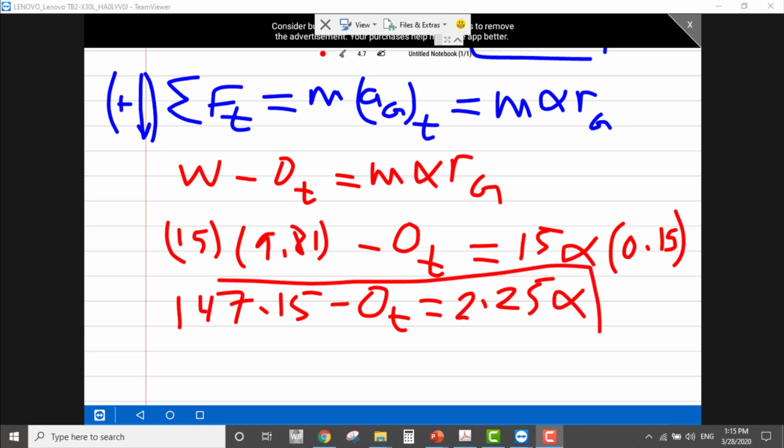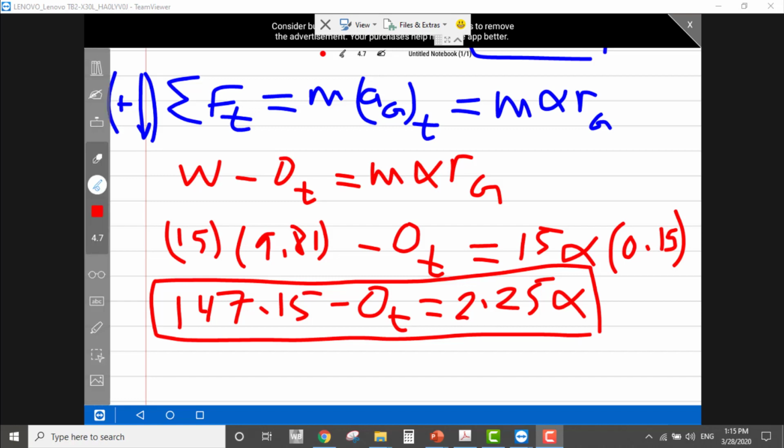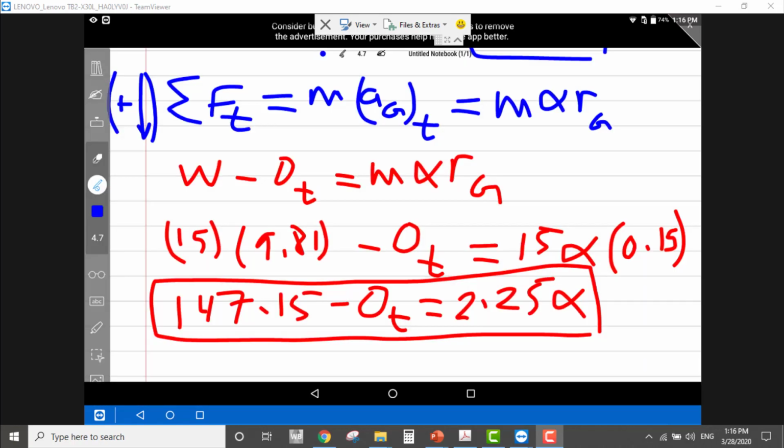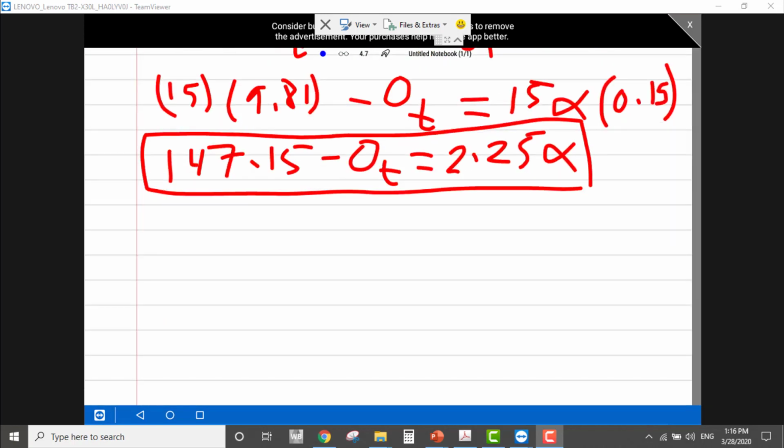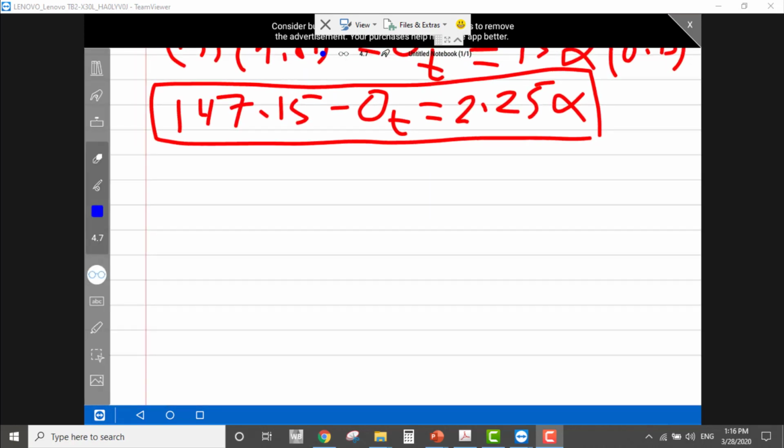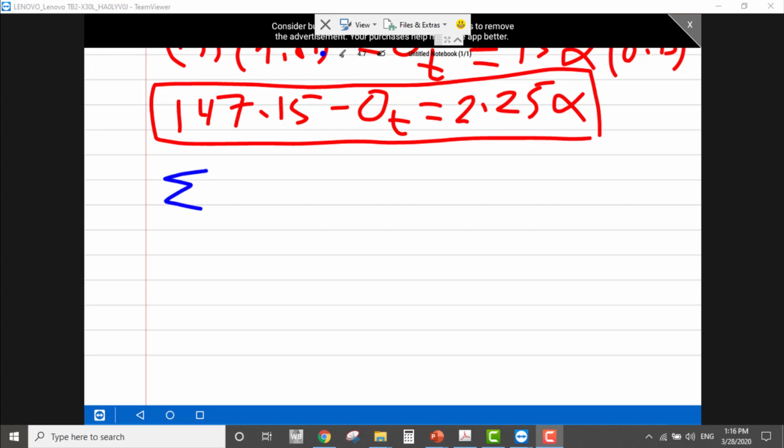So this is the first equation. It is a single equation with two unknowns, so in order to solve it, we need another equation. The other equation is the summation of moment. Which is better, to take it about O or about G? What do you think? I'll let you think for 5 seconds.